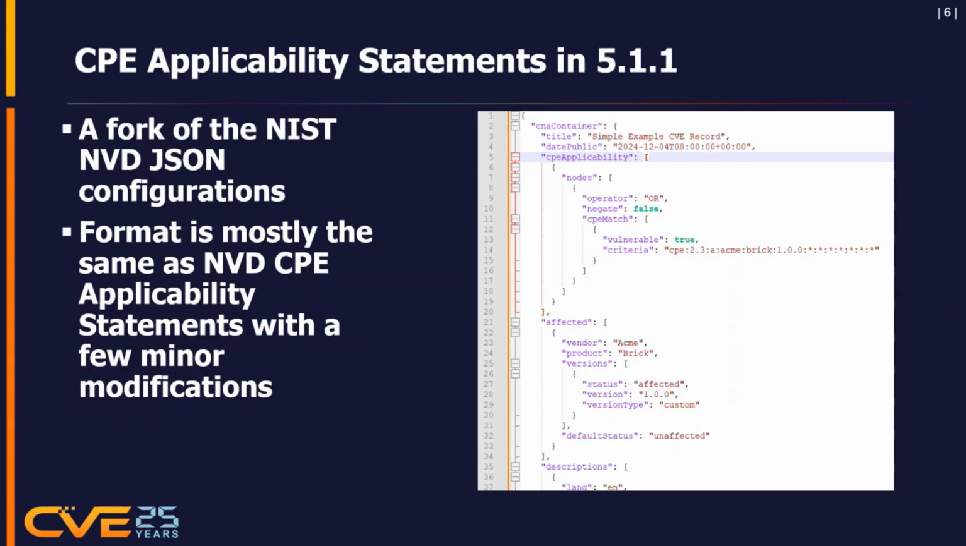CPEs are obviously optional. They can be provided if you want. They're not required. There are a few CNAs providing this data today. This is not something that a lot of producers of CVE records have used up to this point, but it is still fairly new. So we'll probably, hopefully, see more use of this going forward.